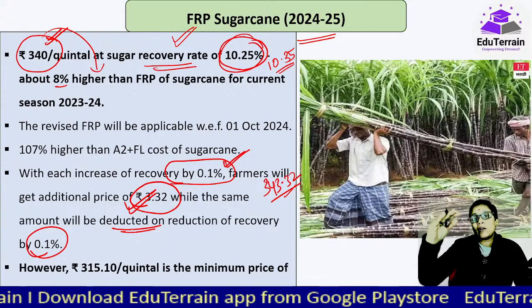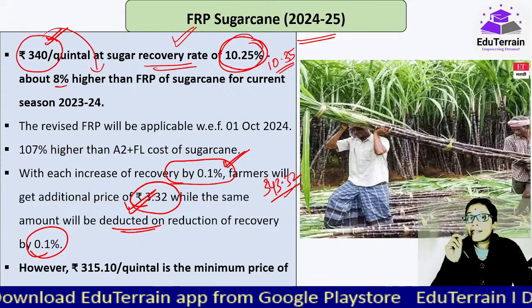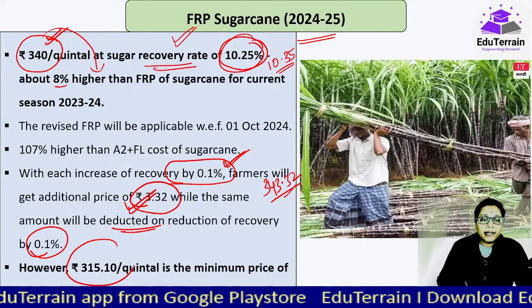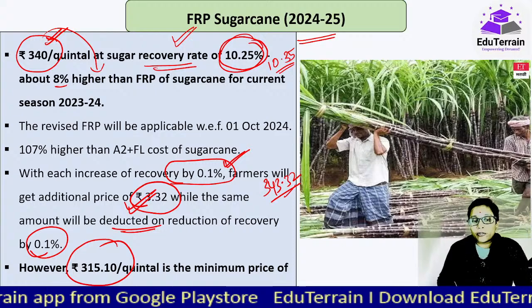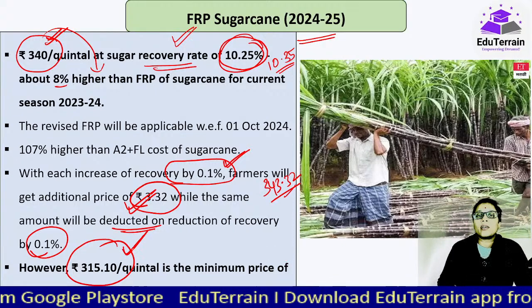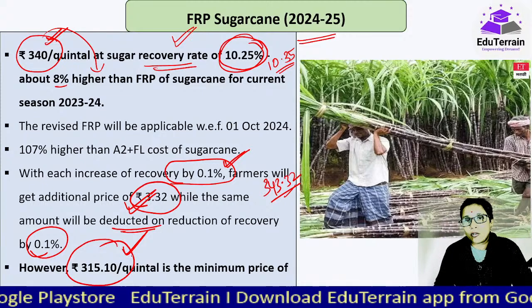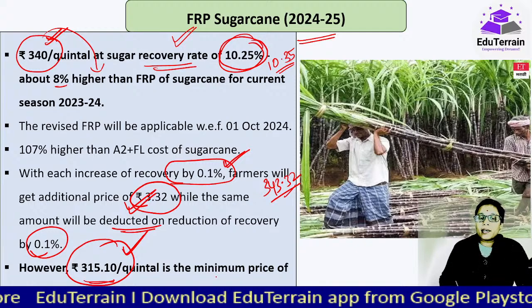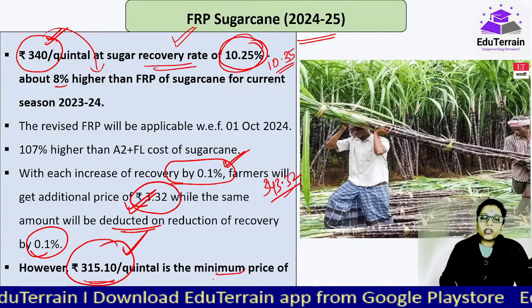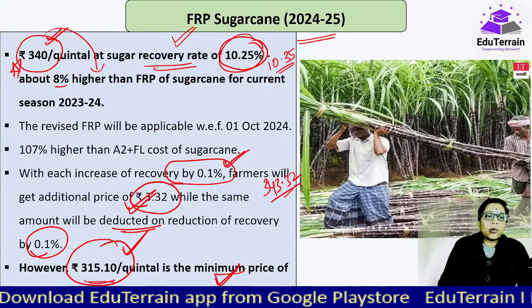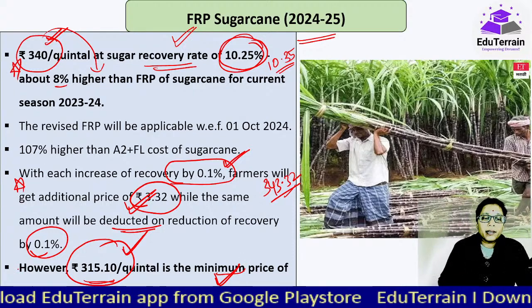Okay, but again when coming to the lower side there is a threshold. You can't get a minimum, no, it will not go below 315. Even if the recovery rate is 8 also, you will get 315.1 only. That is a minimum threshold that they have to maintain. So 315.1 per quintal is the minimum price of sugarcane, which is at a recovery of 9.4%. So important, these 3 points are important here.